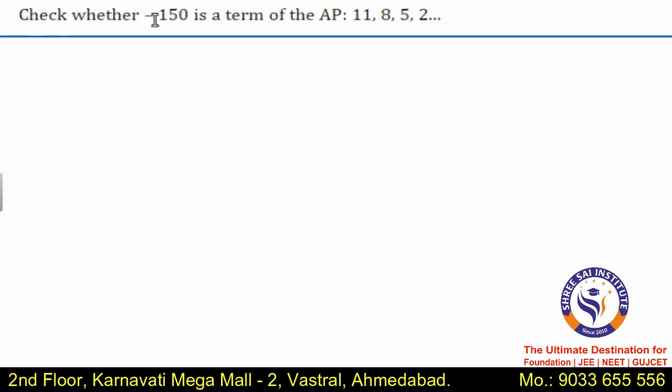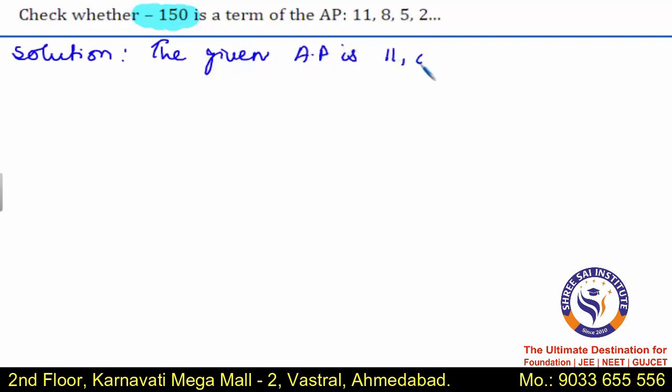In this question, we have to check whether minus 150 is a term of the given AP or not. So beginning with the solution, the given AP is 11, 8, 5, 2, and so on.